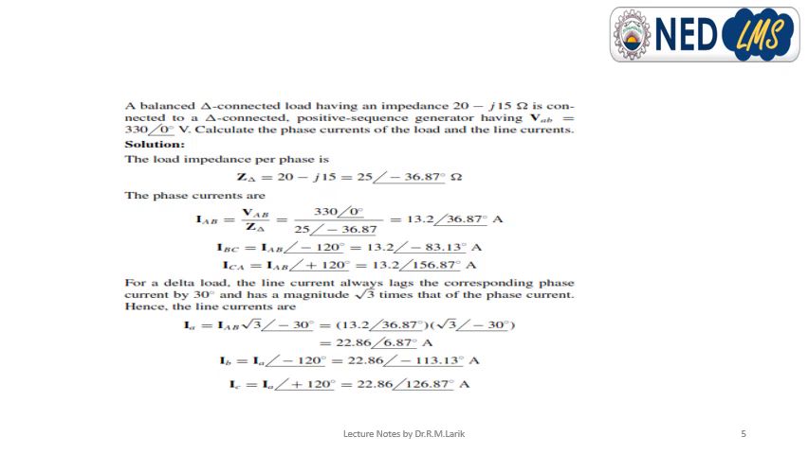So consider another example. In this example, we have a balanced delta connected load of this impedance value, connected to a delta connected, positive sequence generator having VAB, that is the line voltage, 330 angle 0 degree. Calculate the phase current of the load and the line currents. This one is a delta delta case, in which you have to calculate the phase current and the line currents. So let's just start the solution.